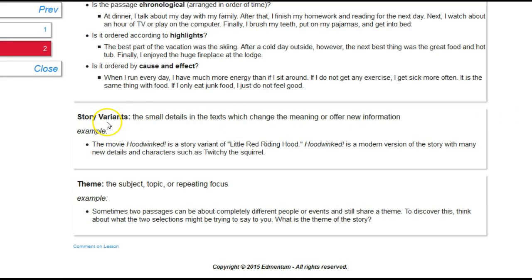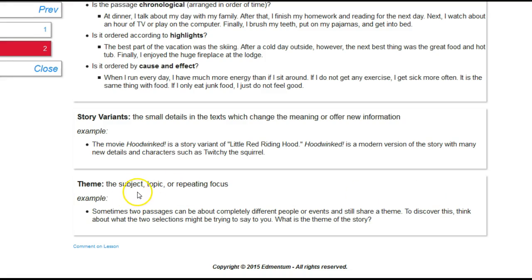Story variants are the small details in the text which change the meaning or offer new information. For example, the movie Hoodwinked is a story variant of Little Red Riding Hood. Hoodwinked is a modern version of the story with many new details and characters, such as Twitchy the squirrel.